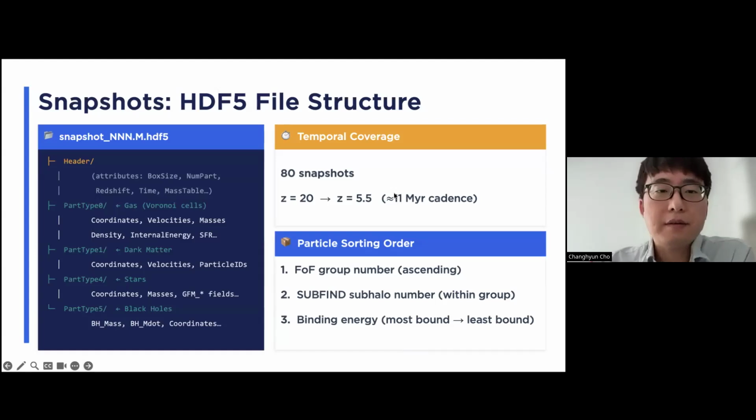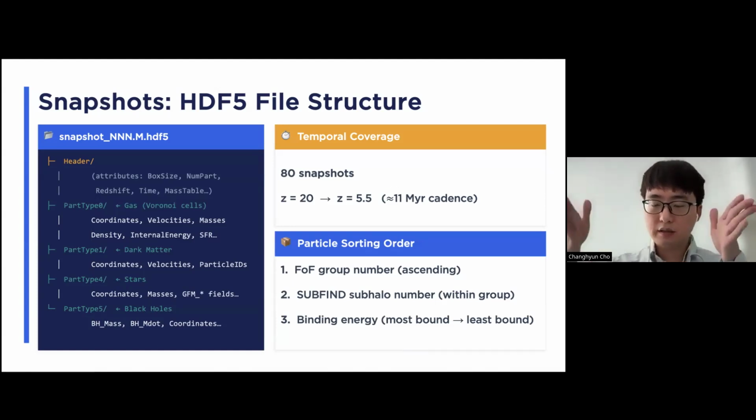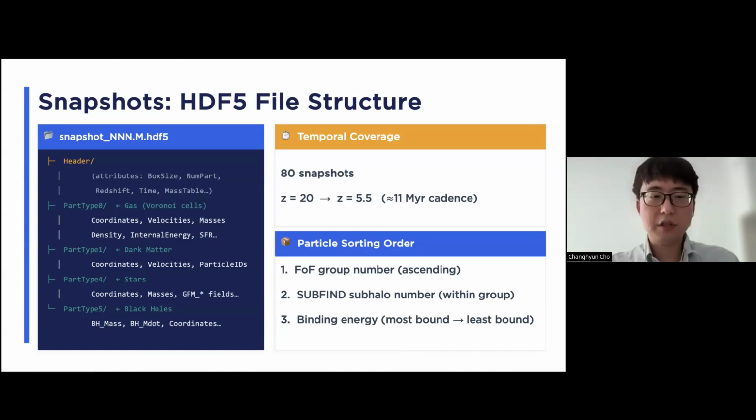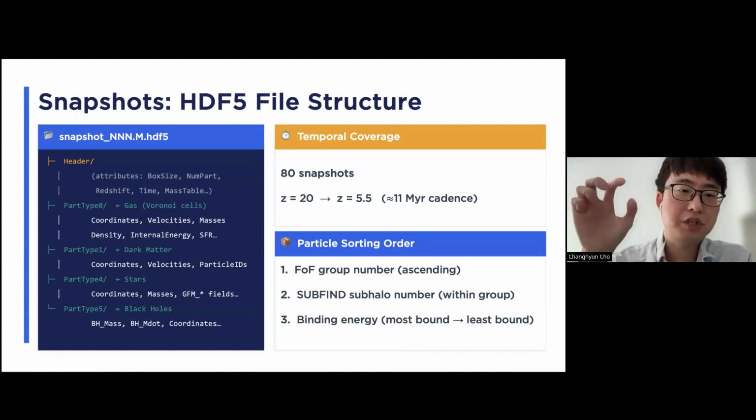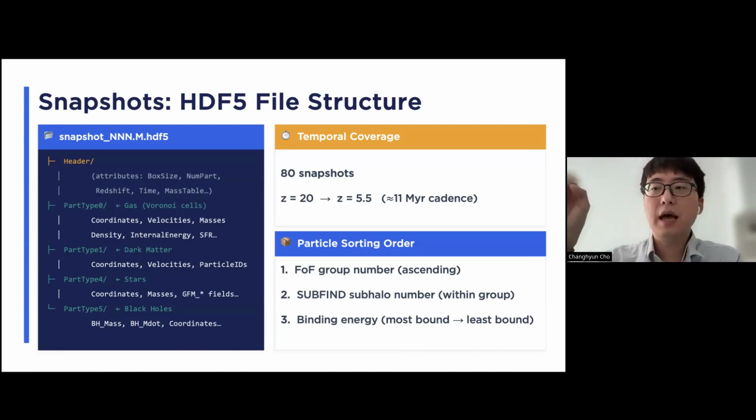So this file is all saved in HDF file format, the hierarchical data format structure. Every piece of information you need, like the box size of the simulation, the number of particles, the redshift, the time information, and even the whole unit conversion, is stored in the header. And the particle types include gas particles, dark matter, stars, and black hole particles.